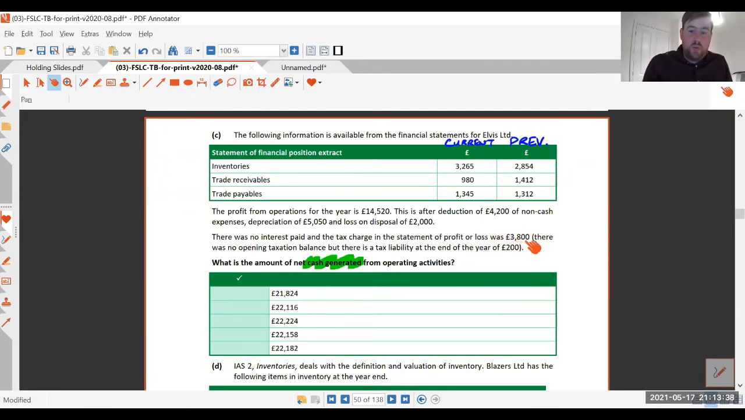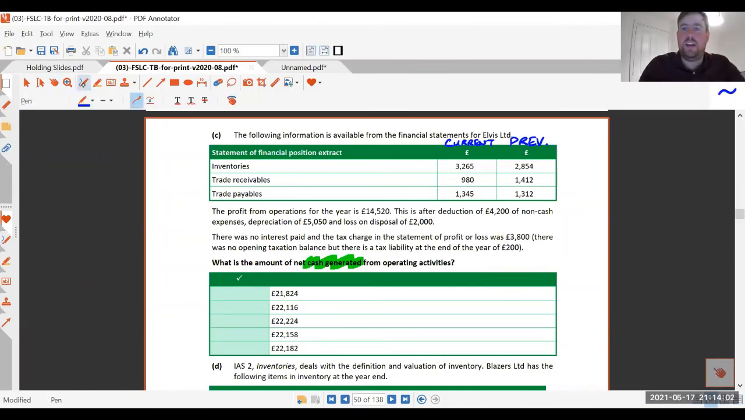So we know that we've expensed 3,800. We weren't expecting a liability, but there must have been something, because we've only got a liability here at the end of 200. So the liability, the estimate we're bringing in for the current year, is 200 quid. So we need to see what we've actually ended up paying for the previous year.